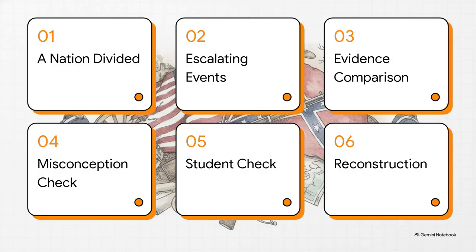Real quick, here's our roadmap for this worked practice. First, a nation divided. Second, the chain of escalating events. Third, an evidence comparison of the advantages. Fourth, a misconception check. Fifth, a student check. And finally, number 6, the war and Reconstruction. This way, you'll know exactly when to kick back and listen, and when it's your turn to actively analyze the evidence.